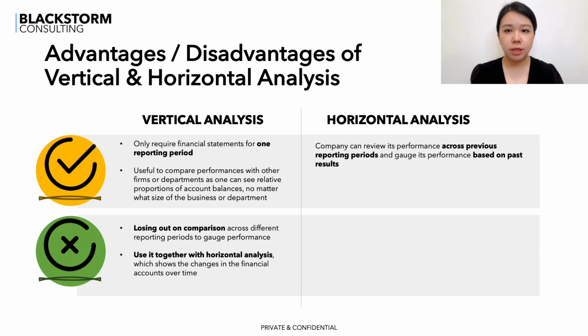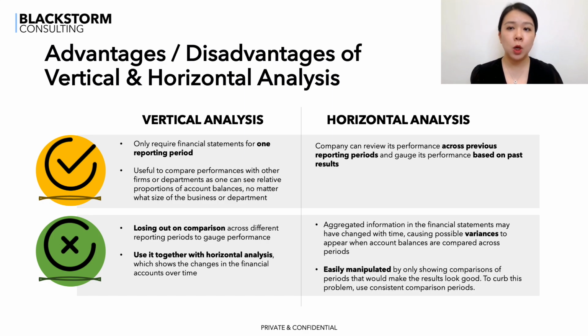Using horizontal analysis will allow the company to review its performance across previous periods and gauge its performance based on past results. However, it has its disadvantages too, including the fact that the aggregated information expressed in the financial statements may have changed over time and will cause variance to creep up when account balances are compared across periods. Secondly, horizontal analysis can also be easily manipulated to show comparisons across periods that will make the result appear as good or excellent for the company. Thus, this will actually misrepresent the results.